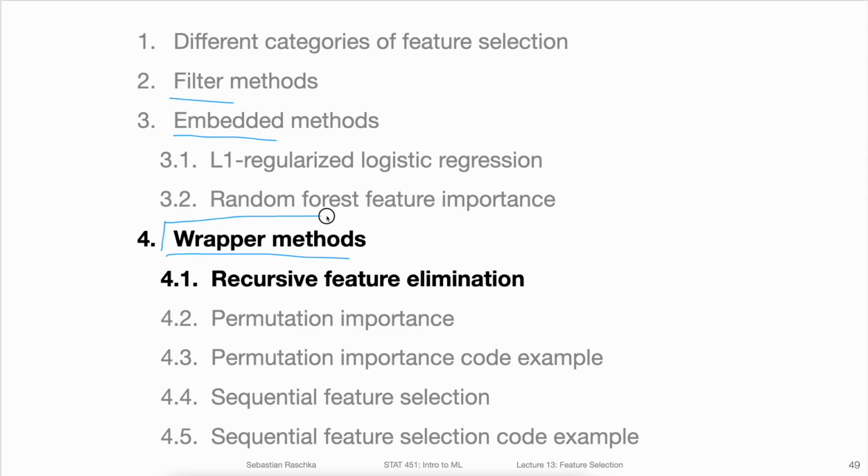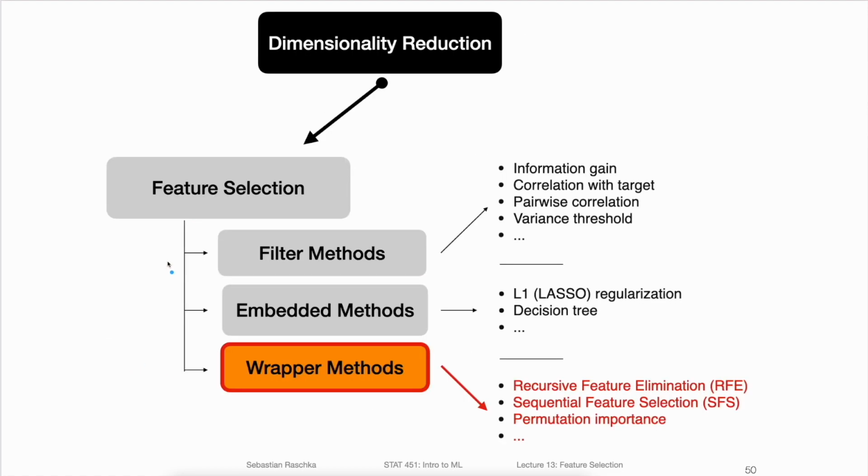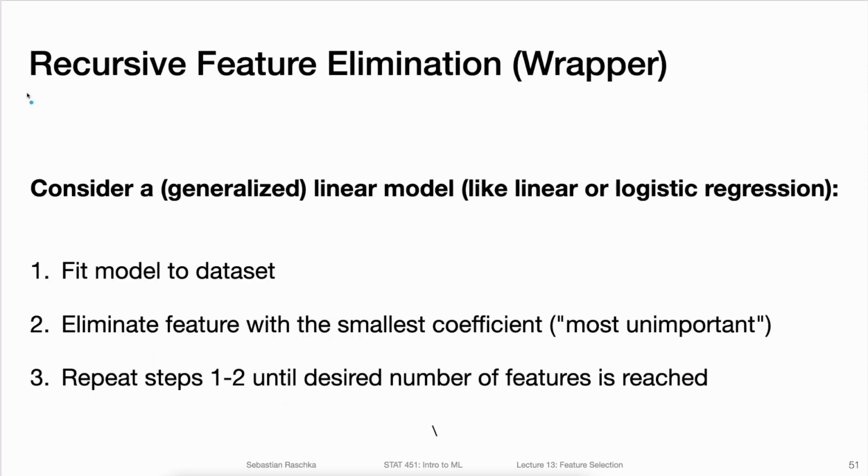Now, in the wrapper methods, we use models explicitly for doing these feature selections. So one example would be recursive feature elimination, which is the topic of this video. And then in the upcoming videos, we will see also other methods for feature selection using wrapper methods. So yeah, just as an overview again, here are our three methods for feature selection, where today, the focus is on wrapper methods.